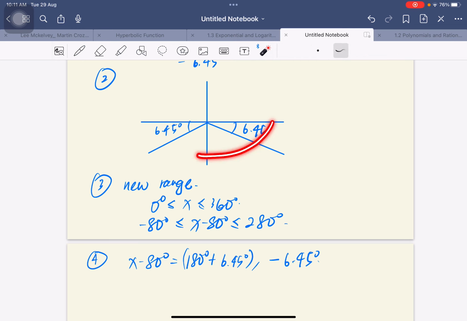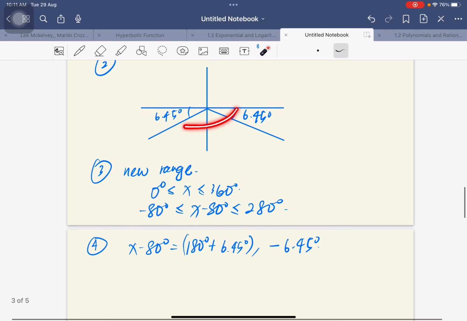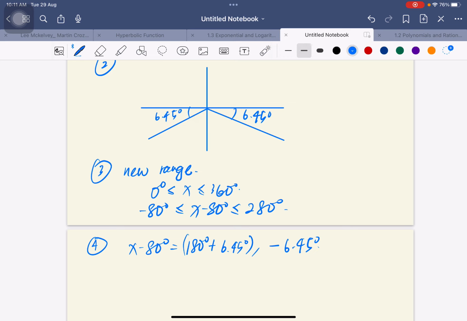And can we go to here? No, because this is already 90. So if you were to go at least more than 90, but we are only allowed to go not less than negative 80. So it's not allowed to get this, which is negative 180 minus 6.45. So it's exceeded the range already. So this is our answer.